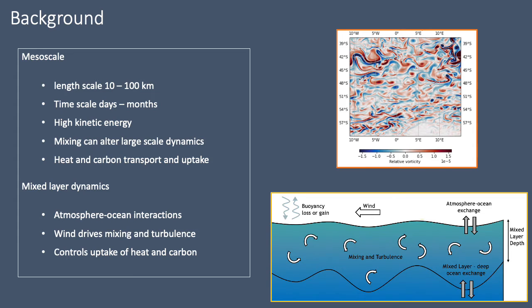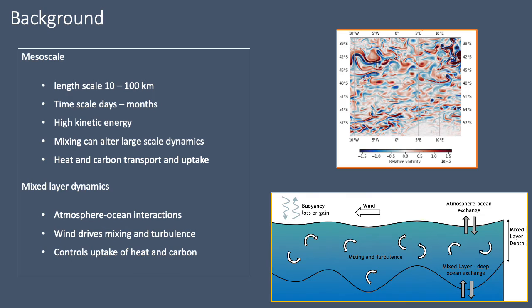Our other focus in the study is on the mixed layer. It's the topmost layer of the ocean. It acts as a gateway between the atmosphere and the deeper ocean. In summer, with increased solar radiation, it can be around 50 meters, whereas in winter with the deeper mixed layers, it can be around 500 meters.